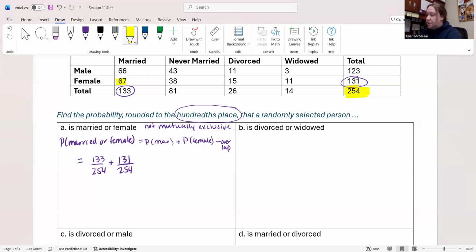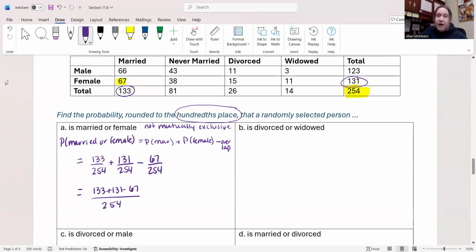You can only be counted once. So what we have to do now is subtract off the overlap, the females that are also married. That would be 67 million out of 254. Now, when it comes to your calculator, this is not going to be so bad. What I would tell you to do is 133 plus 131 minus 67 over 254.